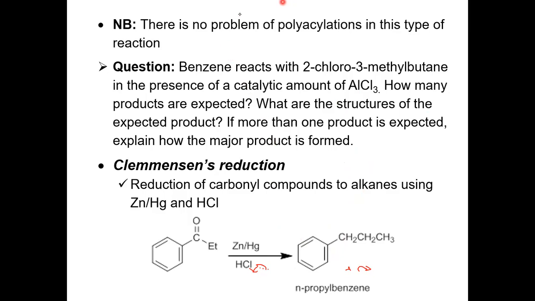Let me write the compound down: 2-chloro-3-methyl butane. The first thing we have to do is to draw the structure of 2-chloro-3-methyl butane. Very important, right? We always start from the parent name: 1, 2, 3, 4, butane, right? Now 2-chloro: on the second carbon, there's chloro. On the third carbon, there's methyl, right? And I can make CH3, CH, CH, CH3.